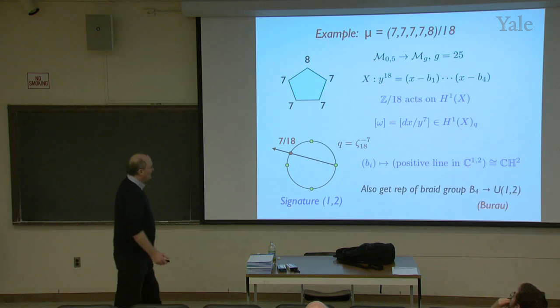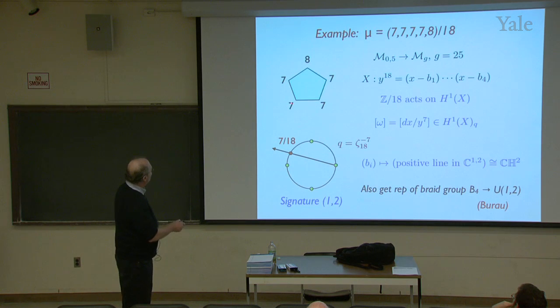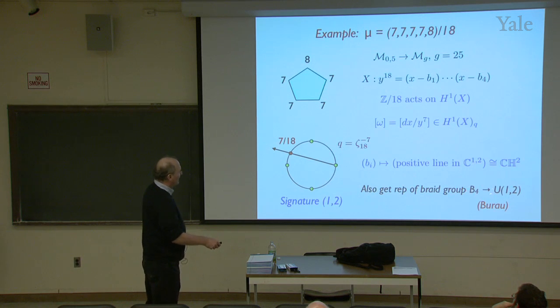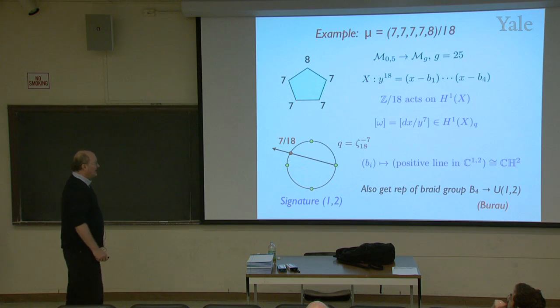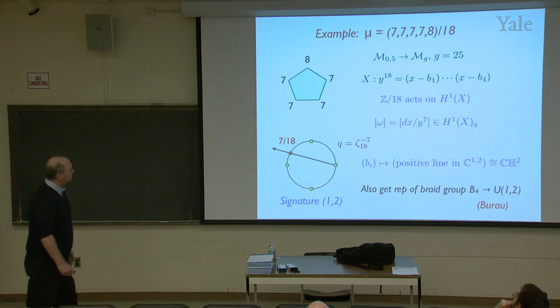Okay, now, and by the way, one of the reasons I like this example is because all these weights 7 are the same. You actually get a corresponding representation of the braid group on 4 strands into U(1,2). And this turns out to be a special case of the Burau representations of the braid group.